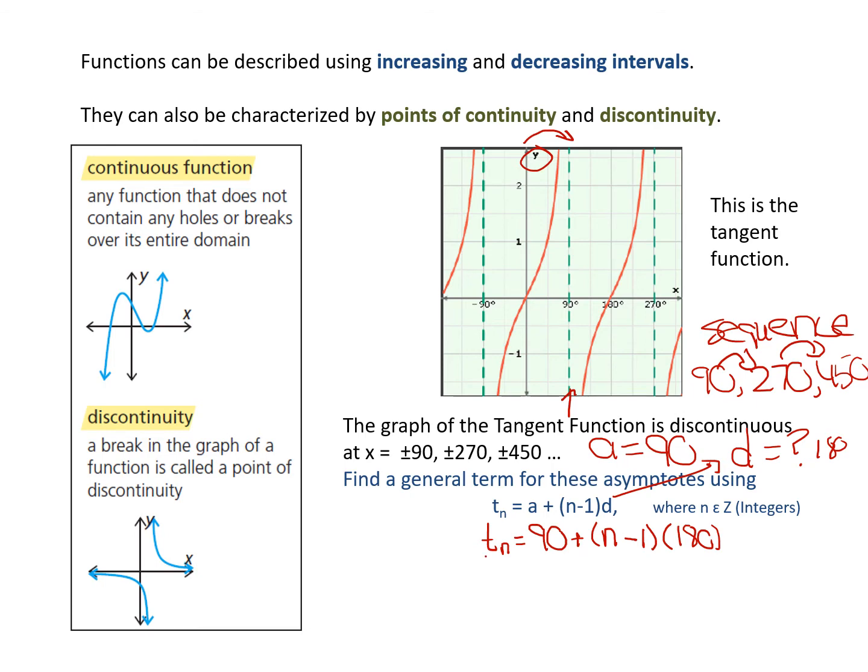So we clean that up a little bit. And we're going to distribute that 180 kind of backwards into the n and the negative 1. We get plus 180n minus 180.